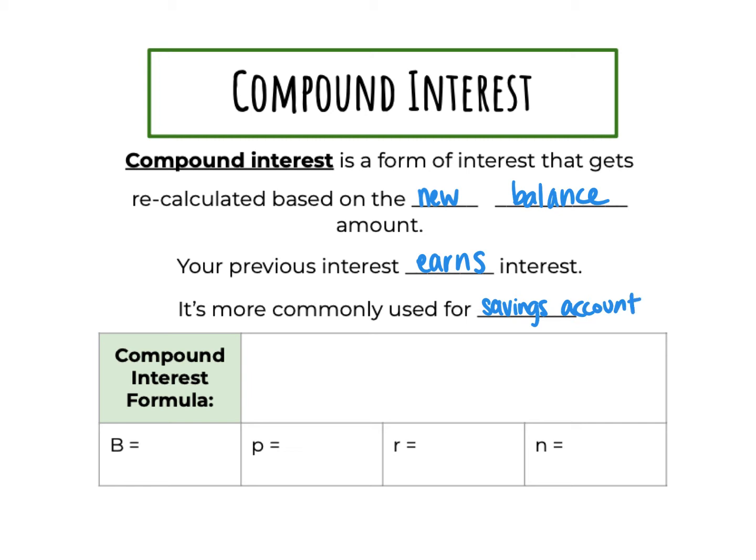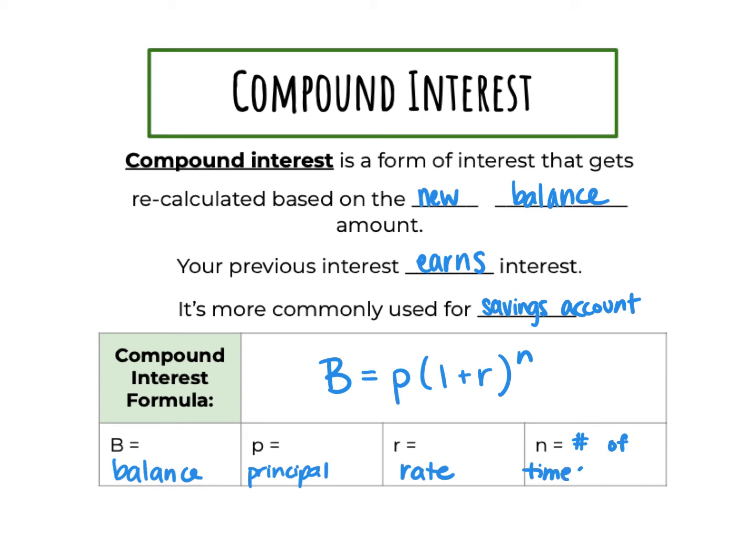So this formula is going to look a little intense at first, but we'll walk through it next. The compound interest formula is capital B equals P, and then parentheses 1 plus R, all to the nth power. So that is an actual exponent. Now, some of these letters look familiar from simple interest. That capital B stands for your overall balance. P still stands for your principal, and the R still stands for your rate. But instead of T, this N stands for the number of times compounded.